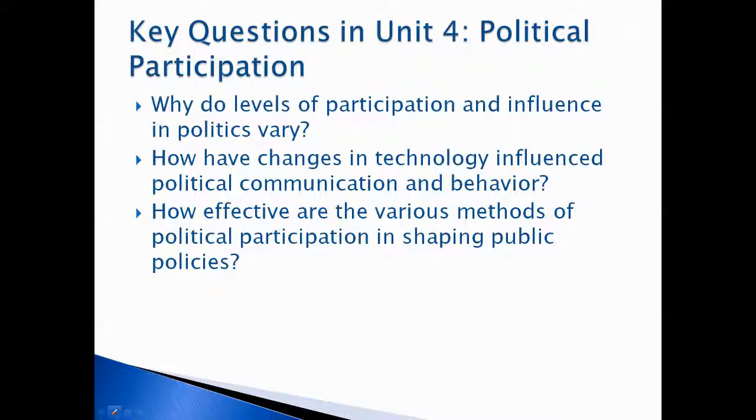Second, how have changes in technology influenced political communication and behavior? That's going to be important, of course, when we talk about media, among other subjects. Third, how effective are the various methods of political participation in shaping public policies?